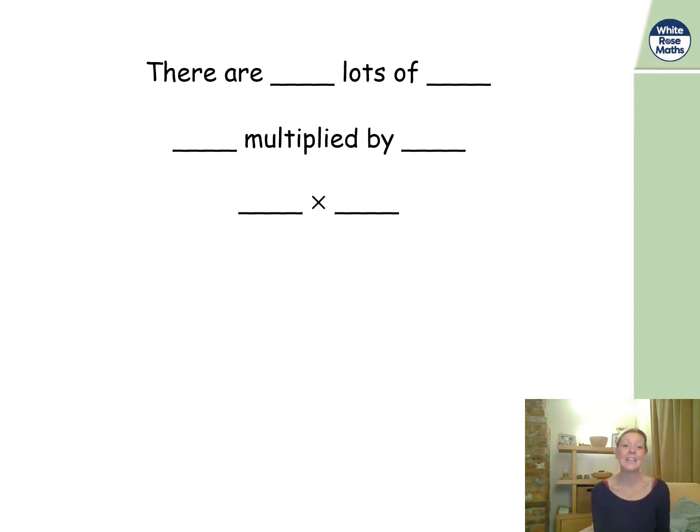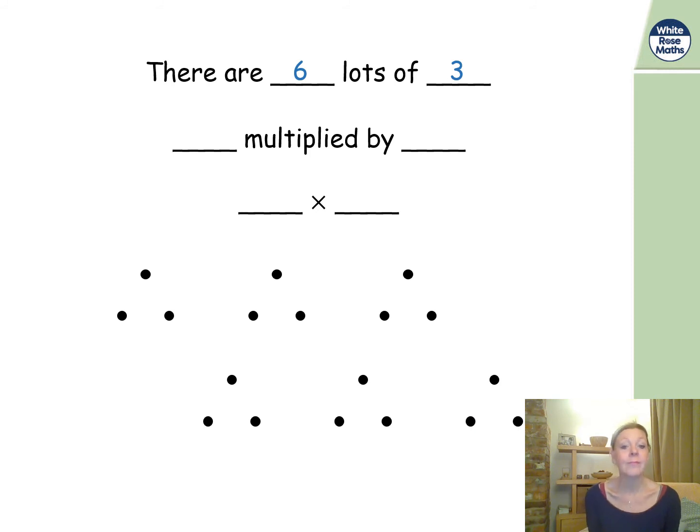So this particular part is, if we say there are 6 lots of 3. So 6 lots of 3. How could we draw that? Have a go at drawing that if you can, using dots. So here we've got 6 equal groups of 3 dots.